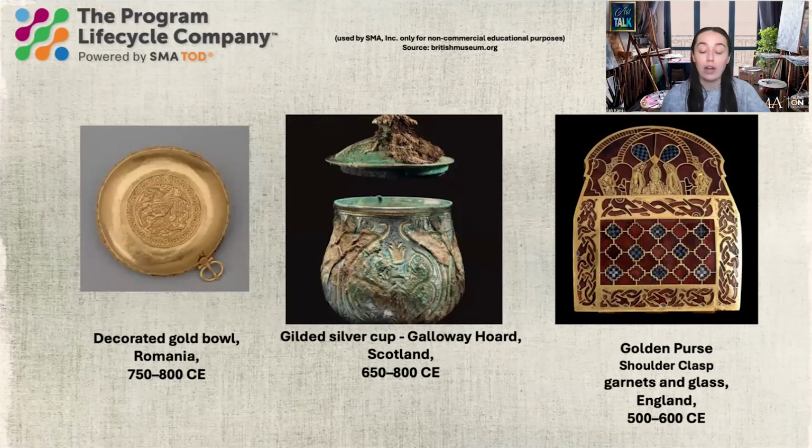Gold was a huge commodity for Europe, as were manufactured objects, and all three of these items showcase the artistry and design of European goods at the time. We have here from Romania, Scotland, and England.